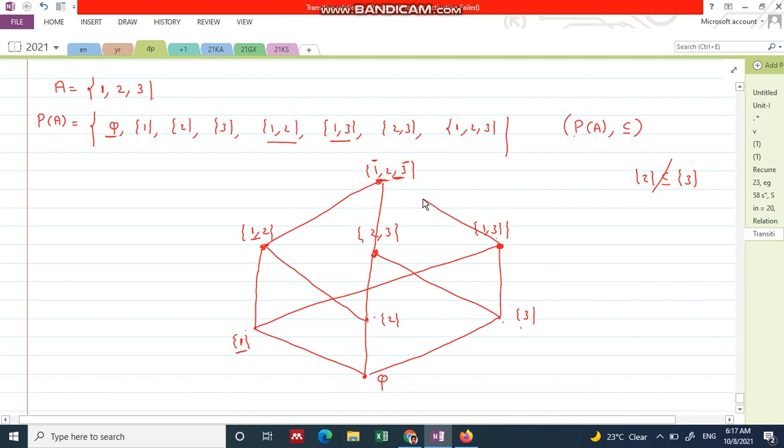Now, if you are asked to tell what the maximal element is, you can tell me that it is {1, 2, 3}, because it is not further connected to any other element. Okay. The least element is just phi.